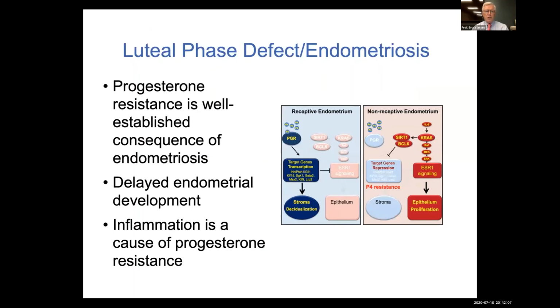So progesterone resistance is a well-established consequence of endometriosis. We now believe that Sirt1 and BCL6 are the primary reasons why progesterone resistance occurs, and it's all driven by inflammation.